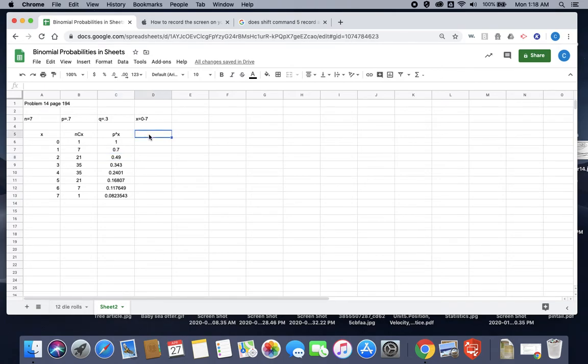Finally, the last part of our binomial equation is Q, the probability of failure, to the N minus X power. So we'll do the same thing here. We're going to type in equals. Our Q value is 0.3 exponent. We're going to do a parenthesis. Our N value is 7 minus X, which again is this cell over here in column A. And it figured out those for us. Drag it down.